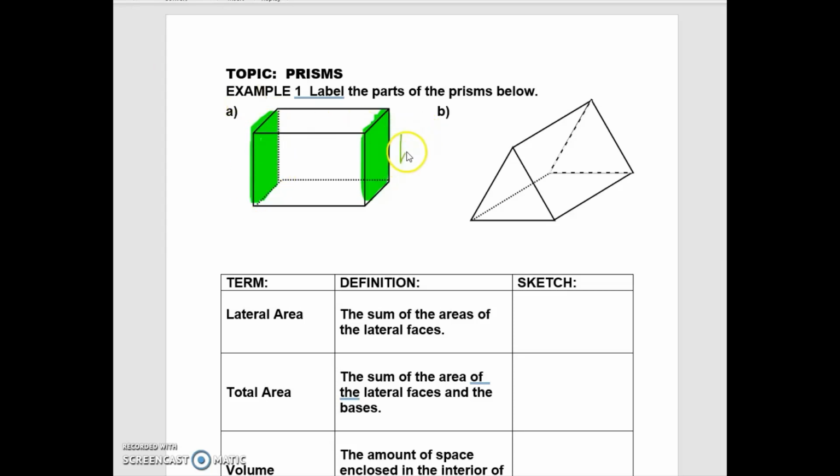Okay, so these are bases. That means this length in between the two bases is going to be our height. Okay? It doesn't matter which side you pick because they should all be the same length. Okay? That's our height.